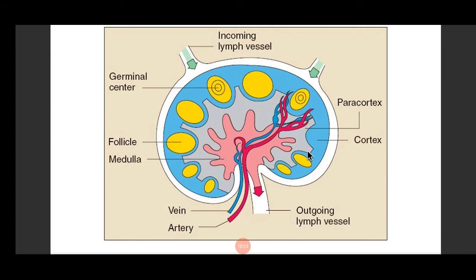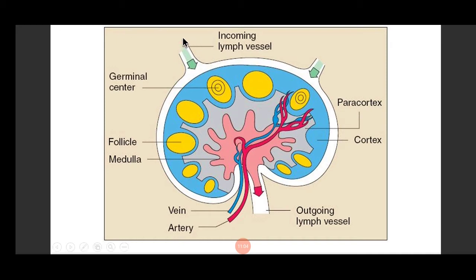This is a general structure of a lymph node. It is bean shaped. There is a hilus through which blood vessels go inside, and there is a capsule. The outermost layer is called the cortex, beneath that is the paracortex, and inside there is the medulla. This pink or orange color is medulla, this gray color is paracortex, and this blue color is cortex. Within the cortex there are primary follicles and secondary follicles. Secondary follicles have a germinal center, and in these follicles the lymphocytes, after encountering the antigen, become specific to it and proliferate.